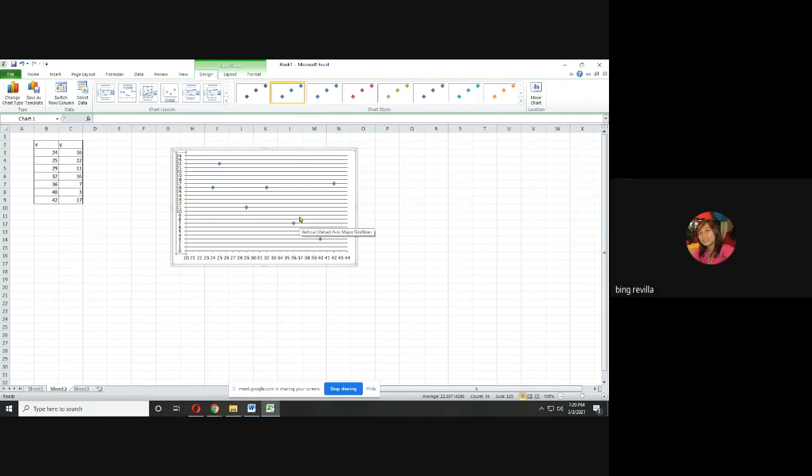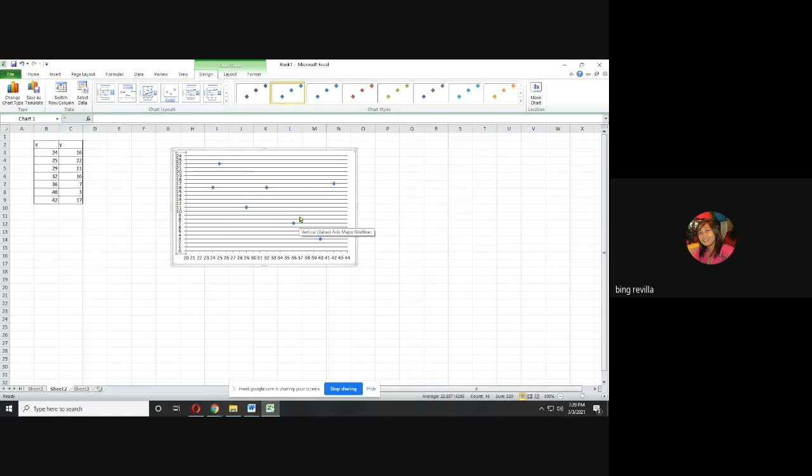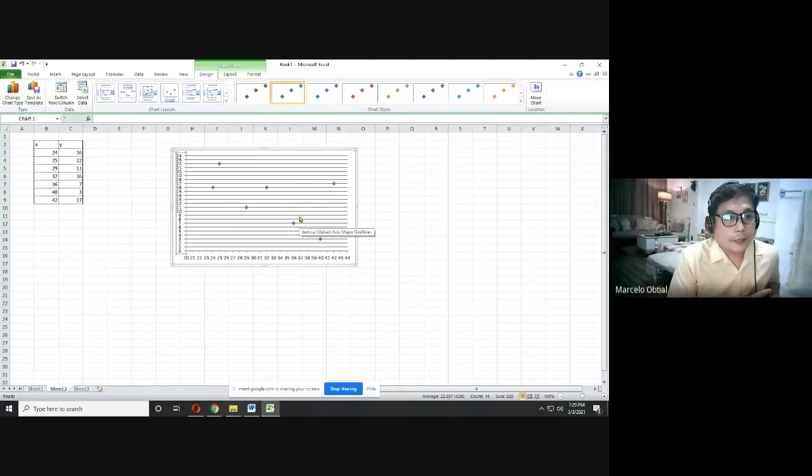Yes, sir. Sir, question, sir. Yes, ma'am. Pwede ba mabaliktad, sir, ang x o ang y axis? Mabalik siya? Okay. Very good question, ma'am. No, you cannot alter x to y axis.